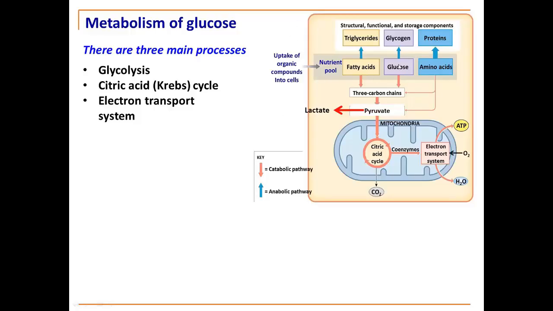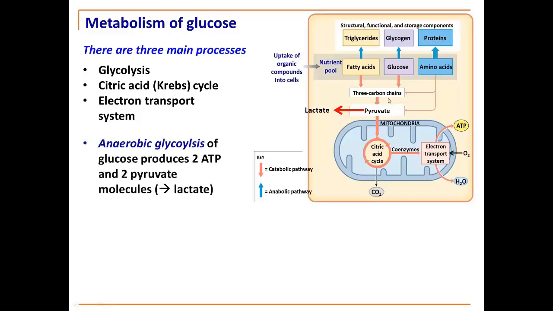our fatty acids, our glucose, and our amino acids. And we can then store them as triglycerides, glycogen, or proteins, depending on the tissue. But when we're breaking them down, we can break them down into our 3 carbons. So glucose in particular, if you think about it, is a 6-carbon molecule, C6H12O6. So we break it down into 3 carbon chains, into pyruvate, which, if we work anaerobically, can go on to produce lactic acid. So it goes to pyruvate first and then lactic acid.